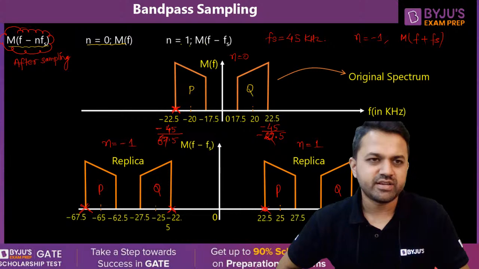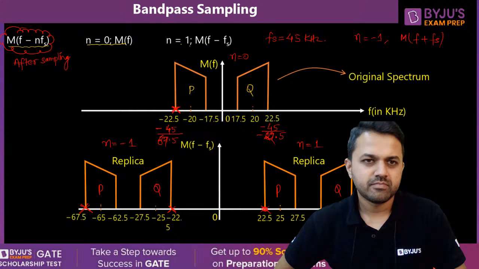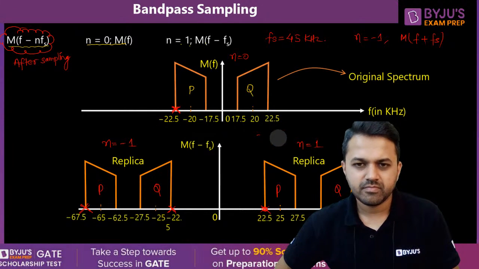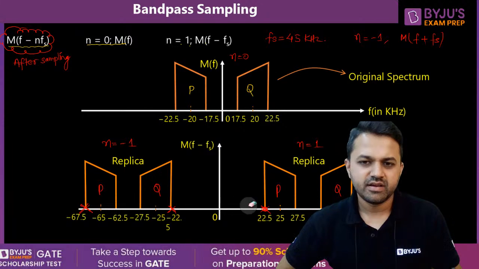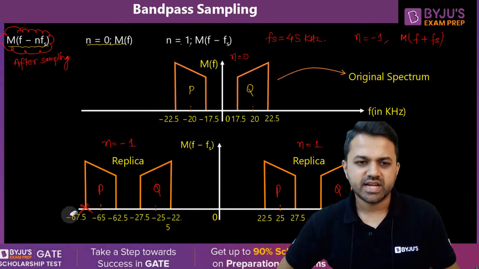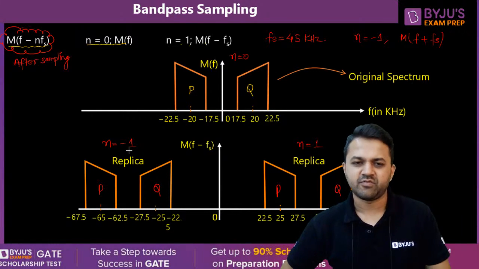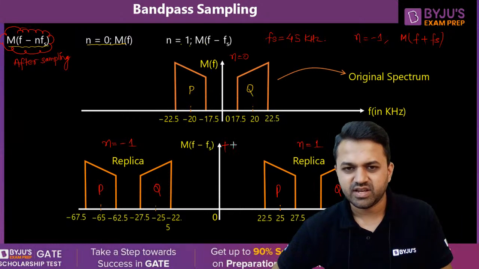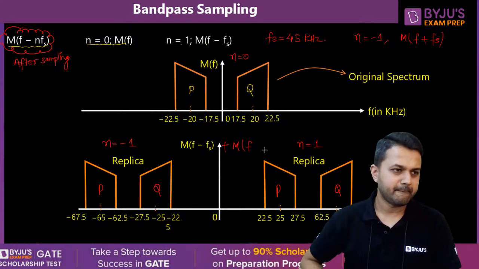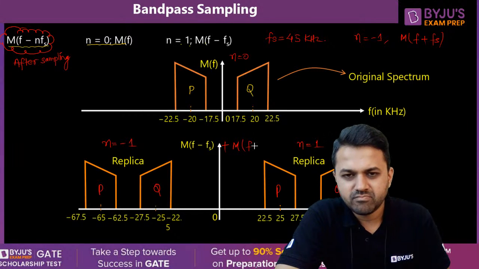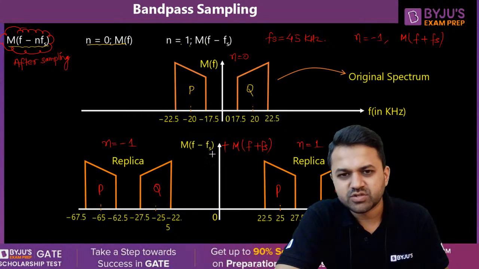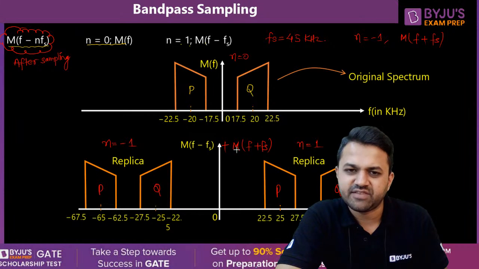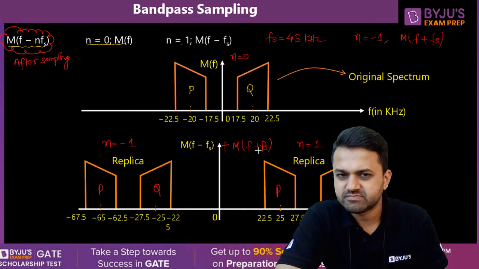Are you getting this point? Tell me, are you getting this? That is how we are getting this spectrum for n equal to minus 1 and n equal to 1. This is n equal to minus 1 and n equal to 1. Okay, so we are adding M of f minus fs and M of f plus fs.